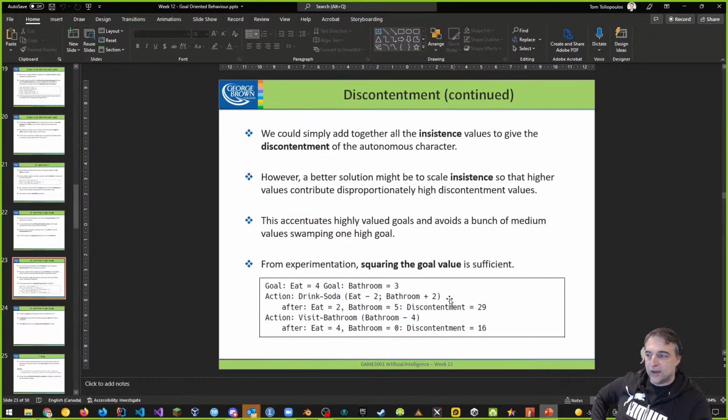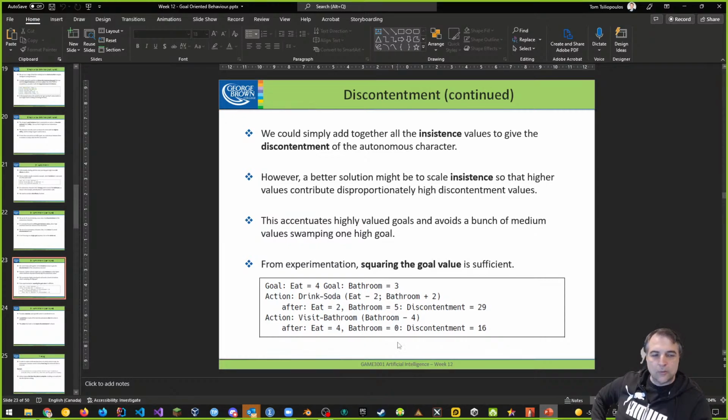4 times 4 is 16. I wouldn't take the drink soda action, that's for sure. What about going to the bathroom again? Well, if I had an eat of 2 and a bathroom of 2, then taking a bathroom of 4 would drop it to 0. So that would be the best action again, because I would go down to a 2 eat and a 0 bathroom.